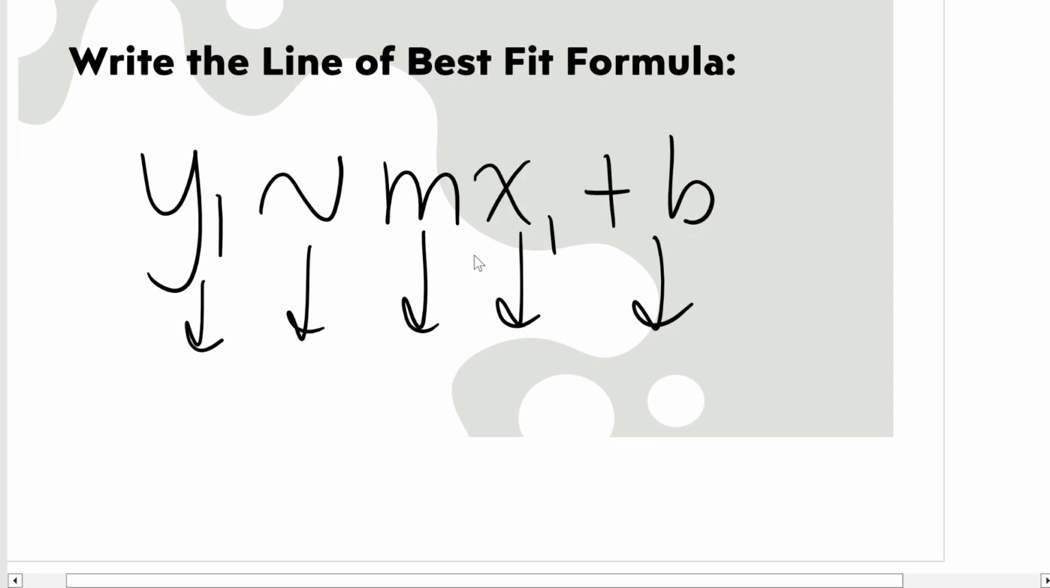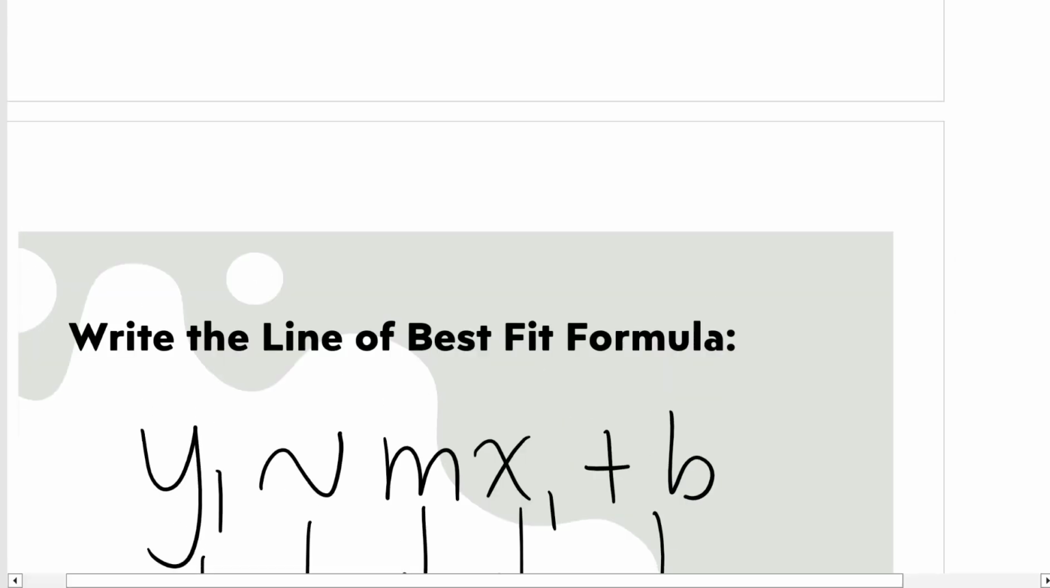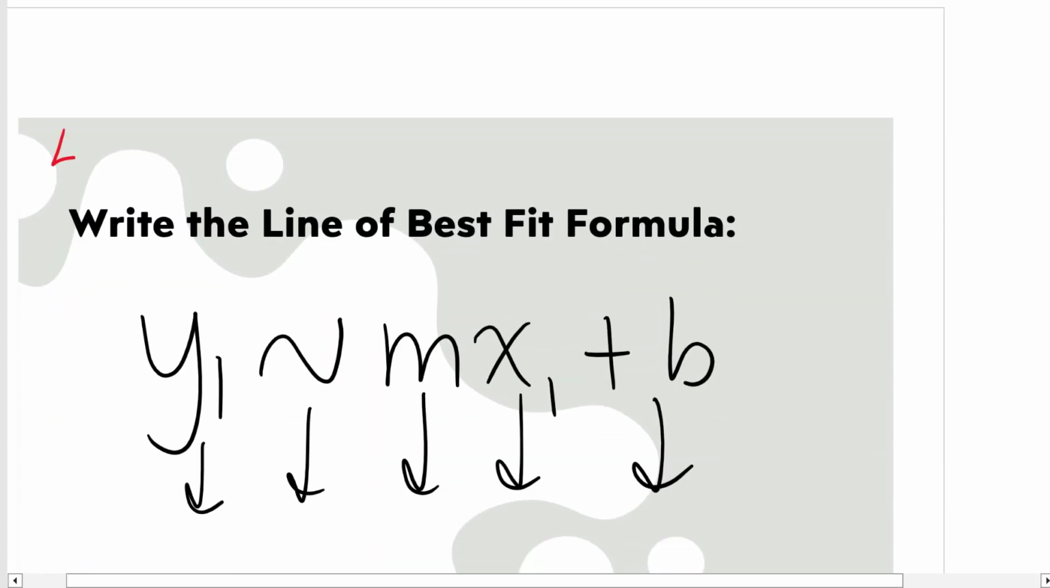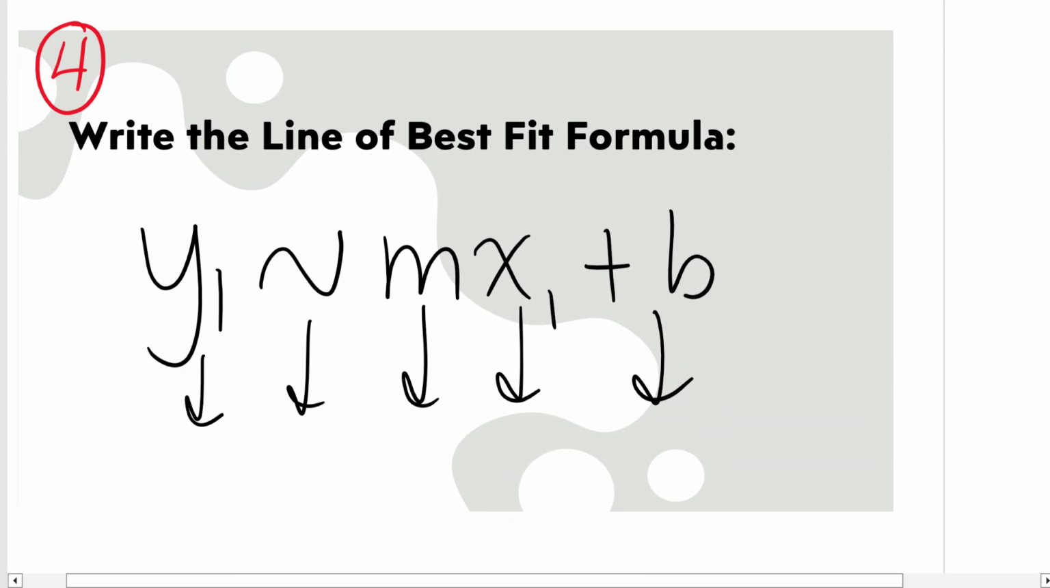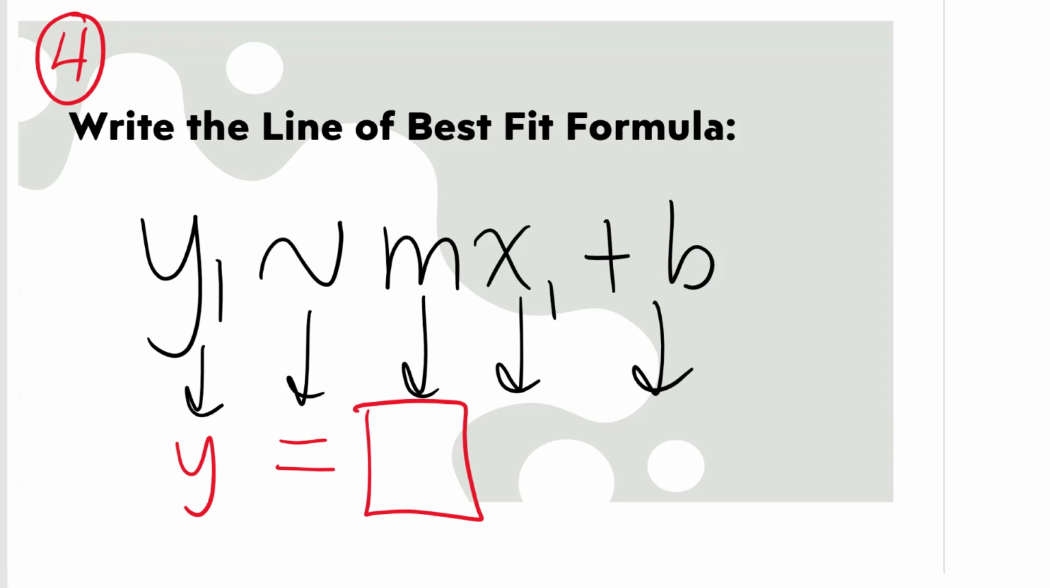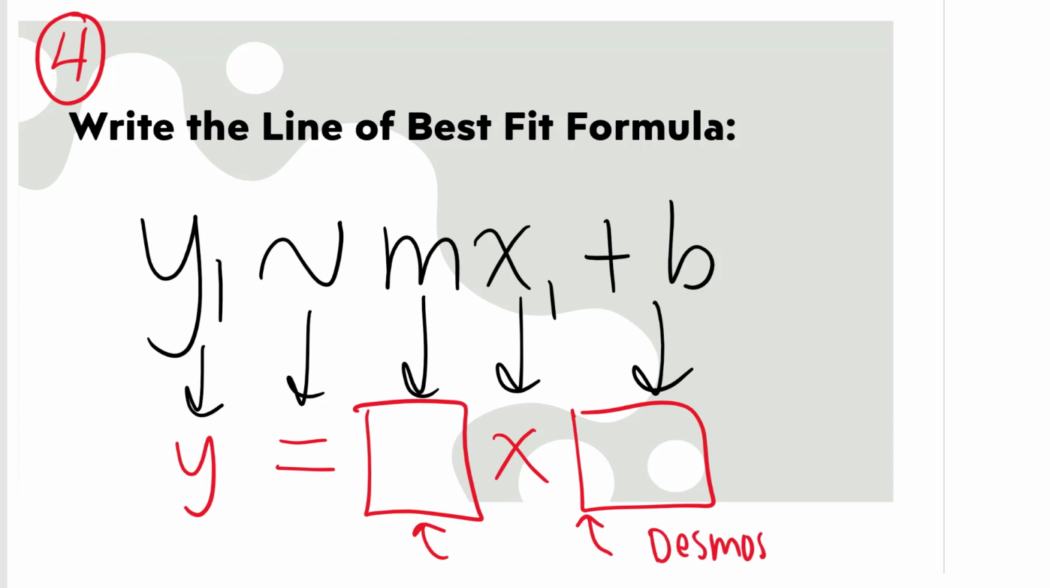So, really quick, when you are writing the line of best fit, we have to change the formula. Aquí necesitamos cambiar la fórmula para un paso. So este es paso 4. This is step 4, where you write it on your paper. Y1 is Y, squigglies equal, M you get from the calculator, X, and then B you get from the calculator. So M and B, Desmos will have the answer.